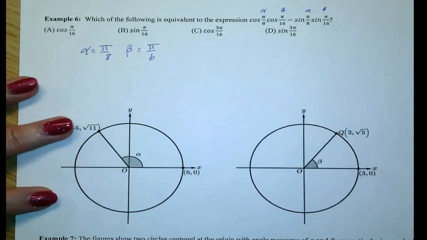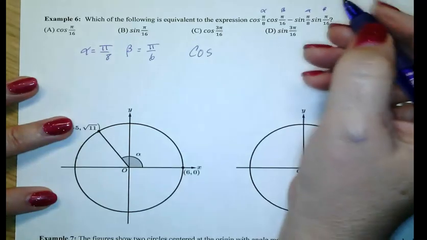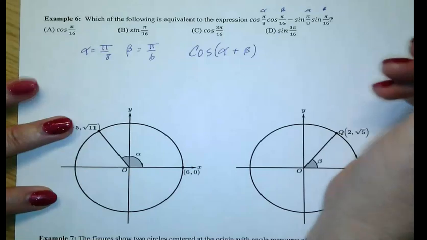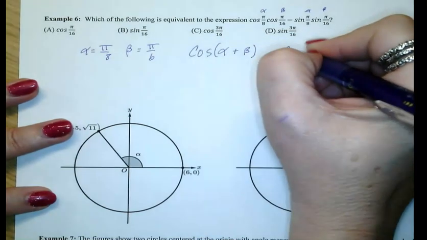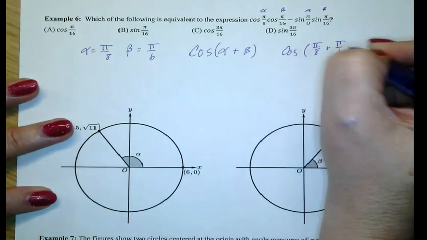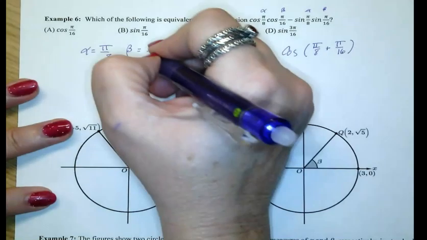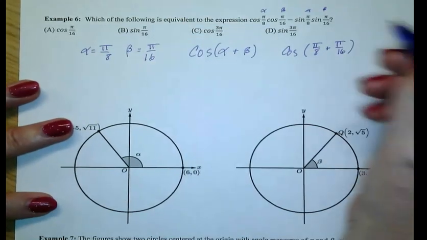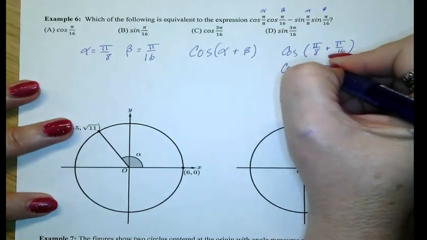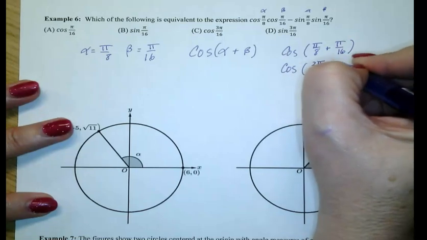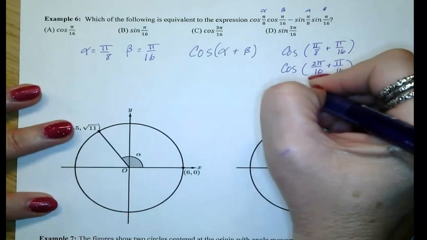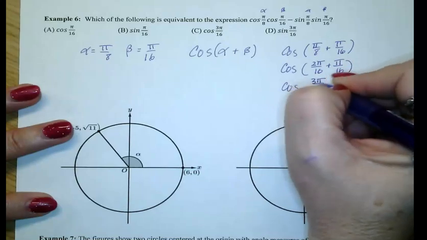Now I'm going to put it into my statement. So we said we were going to do cosine of the two angles, and it was going to be a plus between them. So now I put my angles in. So I'm going to have cosine of pi over 8 plus pi over 16. And then I need to get a common denominator, so I'm going to multiply the bottom and the top by 2. So I'm going to have cosine of 2 pi over 16 plus pi over 16. So if I have 2 of them plus 1 more of them, I have cosine of 3 pi over 16.